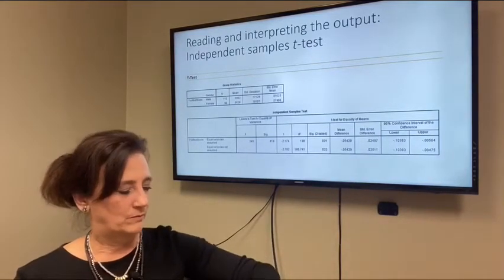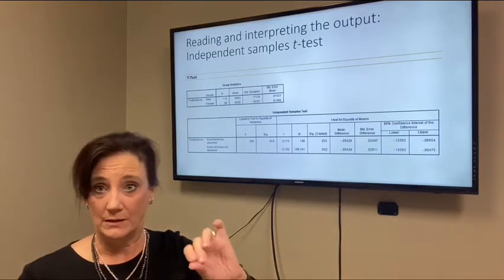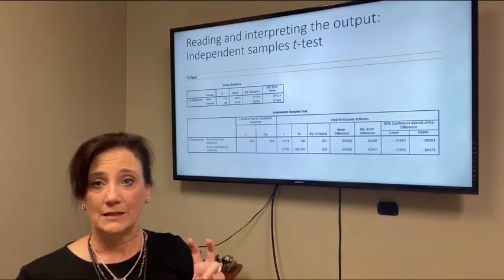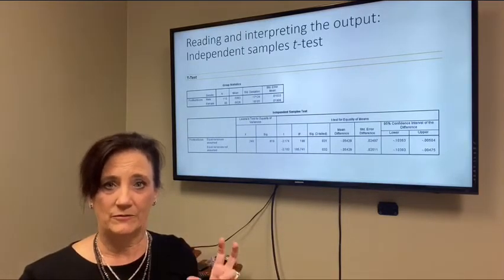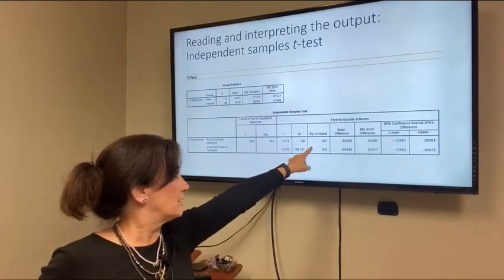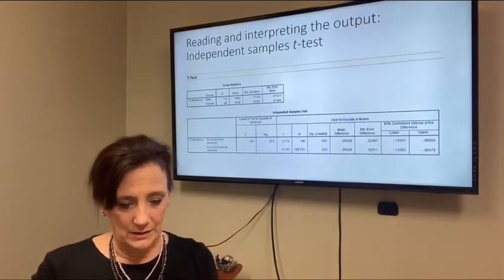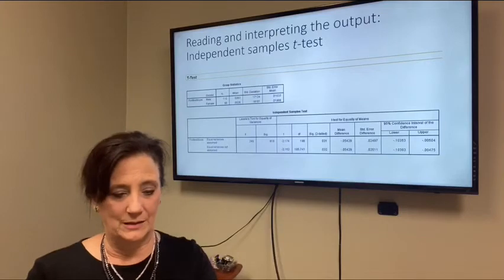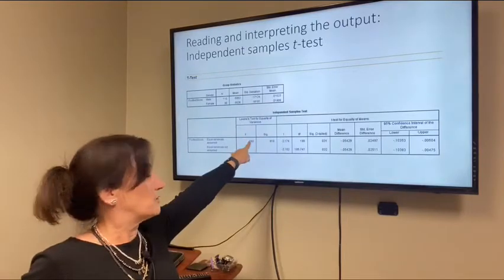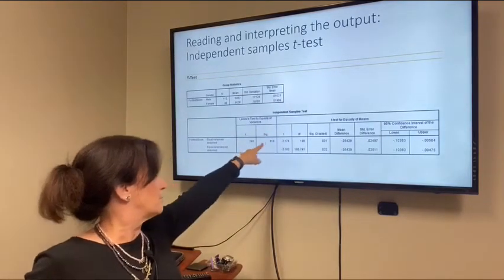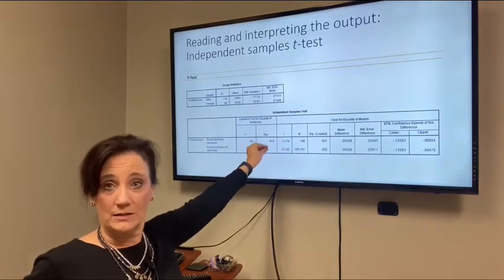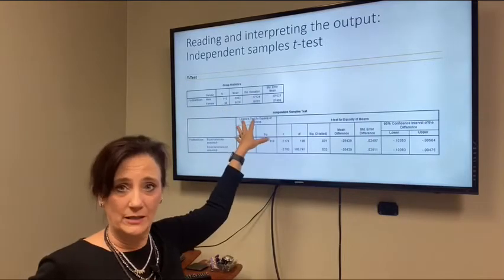All right, then the next thing you need to do is look to see, are variances equal? Remember I talked about homogeneity of variance was important? This is where it comes into play. So look right here. See where it says Levene's test for equality of variances. You've got your F and you've got your significance, and it is not significant. So that tells you that your variances are equal.